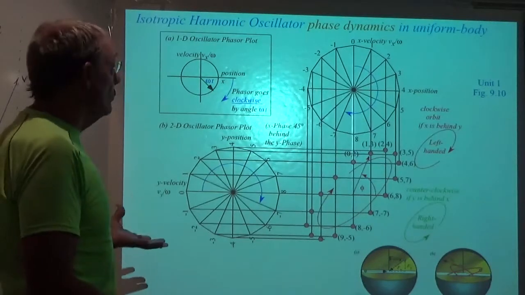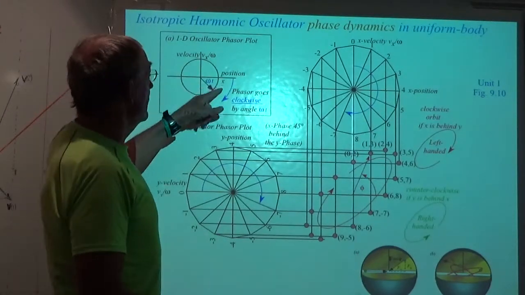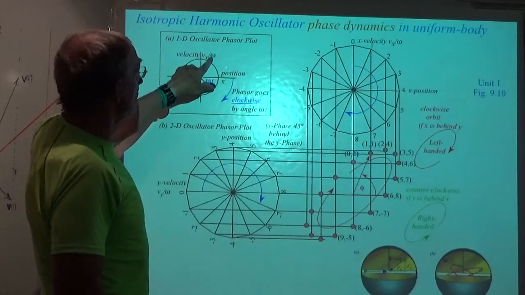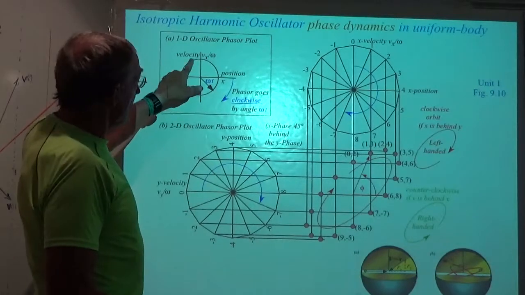And now with two, you see this is a one-dimensional oscillator. Here there's position, and then a velocity divided by omega to make a circle.